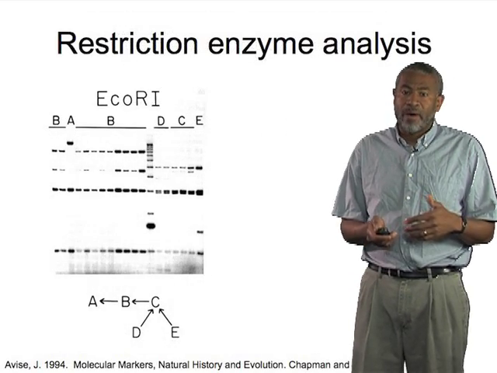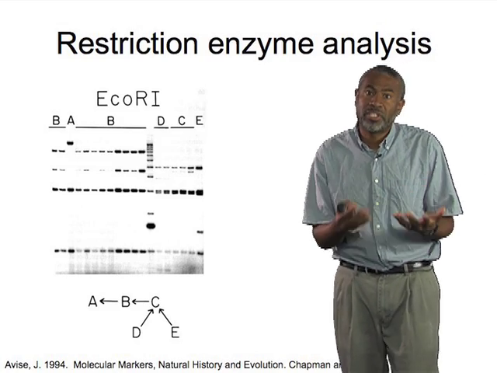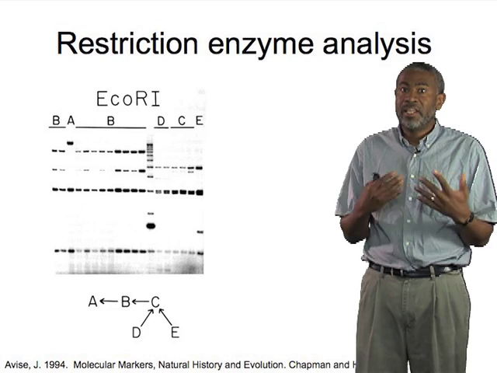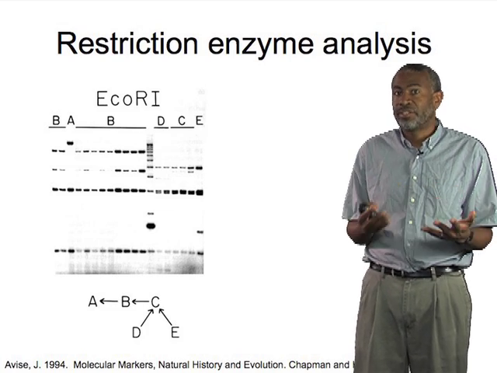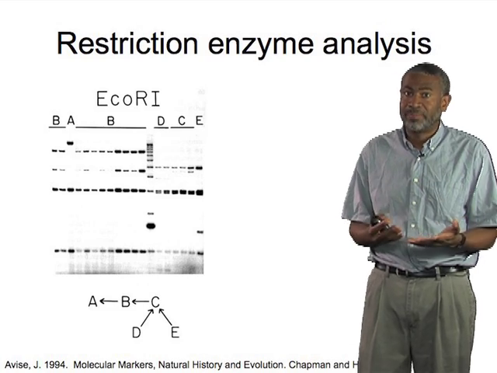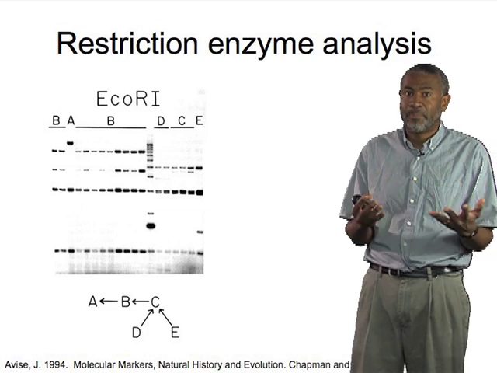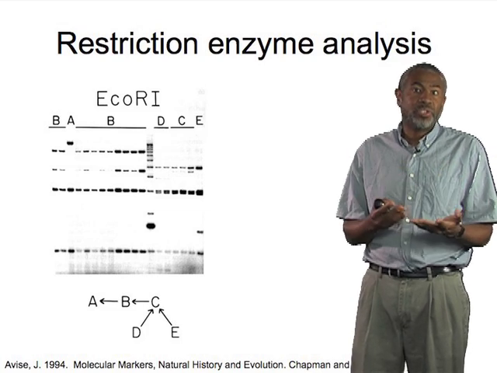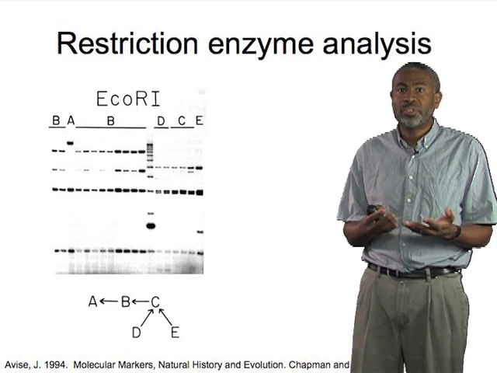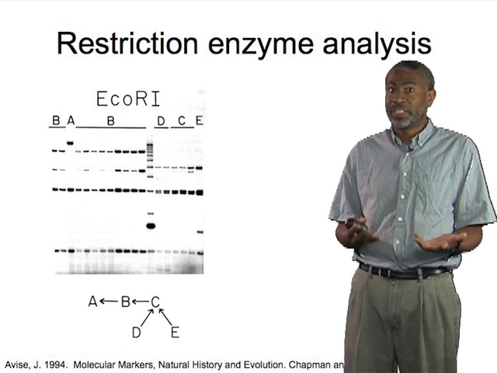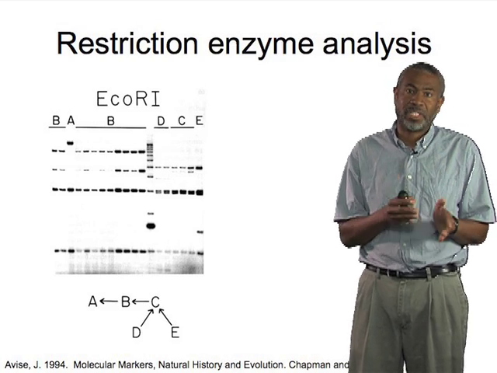Let's fast forward now to a different approach which was introduced to the study of natural populations in the late 1970s. And one of the pioneers in this field was a man named John Avise, and this image is from a book that he published in the mid-90s summarizing these results. This new technique was called restriction enzyme analysis. It used what molecular biologists call restriction enzymes to cut DNA into fragments.